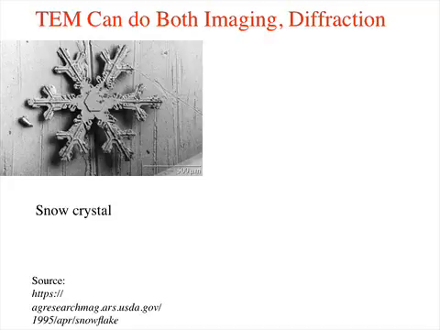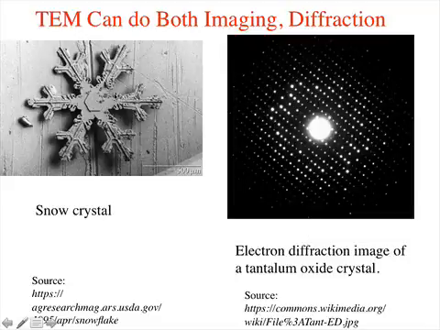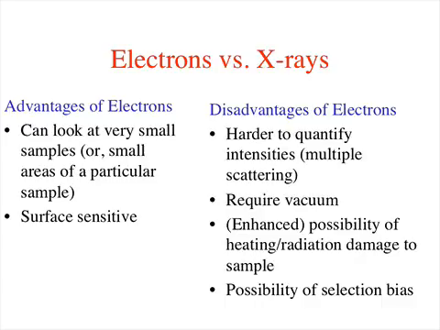TEM can do both imaging and diffraction. What do I mean by that? Here is an image of a snowflake. So you can see here the scale, 500 microns. This is pretty small. So this is just what you would imagine if you actually looked at the thing with sufficiently high resolution. That's what you'd see. But you can also then focus in on a particular spot and get a diffraction pattern. So this electron diffraction image of tantalum oxide is very similar to the kind of image that you might have gotten using X-rays, as we've been discussing extensively.